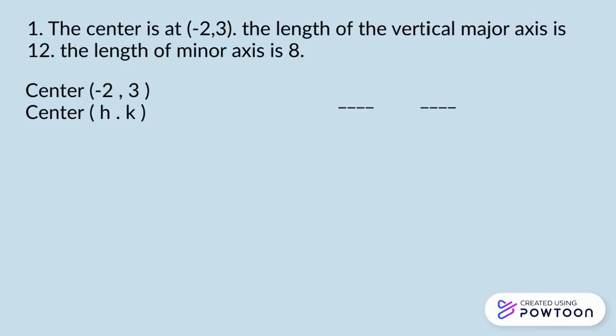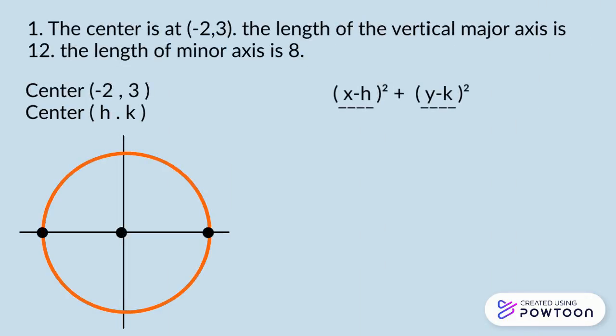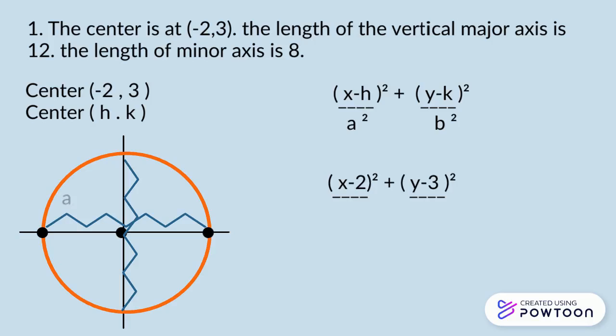So here, we are going to find the standard form of our ellipse. We're going to write (x minus h) raised to 2 over a squared plus (y minus k) raised to 2 over b squared is equal to 1.